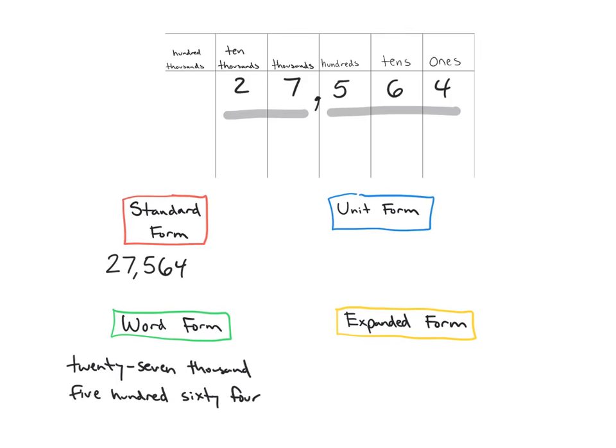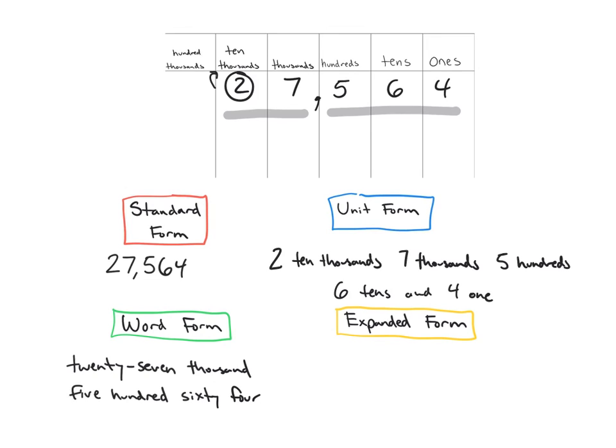Unit form's a little bit trickier, but it's actually helpful if we use our place value chart up above. For unit form, we're just going to write the digits that are in each of the different place values, but after each digit, we're going to also write down the value of the place value it's in. So for this one, it would be 2 10,000s, 7 1,000s, 5 100s. Running out of room, I'm going to go down below here. 6 10s and 4 1s. So I just took each of the digits and then wrote the name of the place value that it's in right after it.